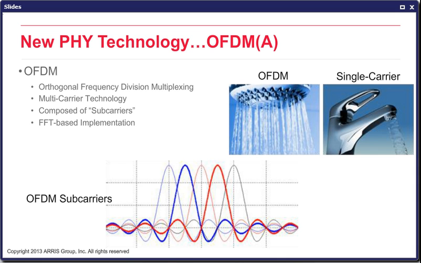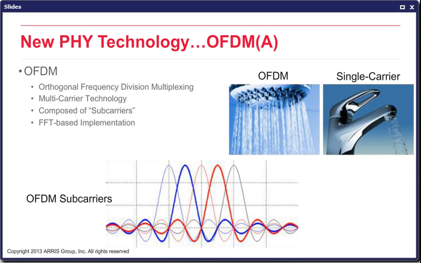So if we assume that both systems, the shower head and the faucet, have the same capacity because both have the same size water pipe feeding them, then the only difference between these two systems is the way we stream the water. In the OFDM, or the multi-carrier, or the shower head example, the water stream is divided into multiple smaller streams. However, in the faucet, it is still one fat stream of water.